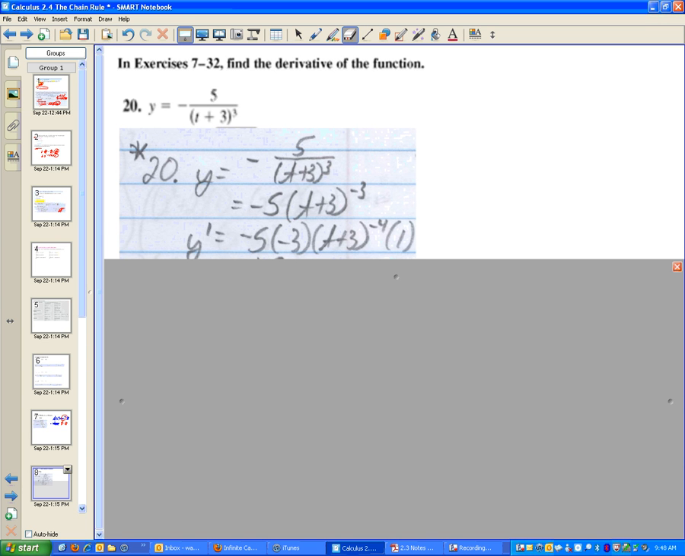And I think I can simplify this all in one step. Negative 5 times negative 3 times 1 is a positive 15. Then instead of a quantity with a negative exponent, how about put that quantity in the denominator, make the exponent positive.